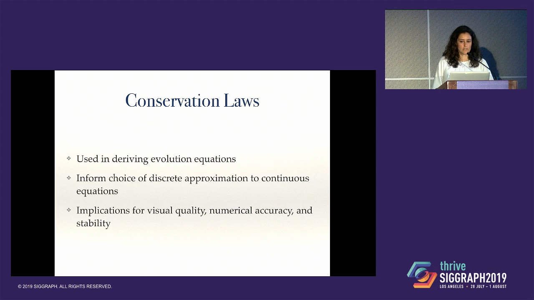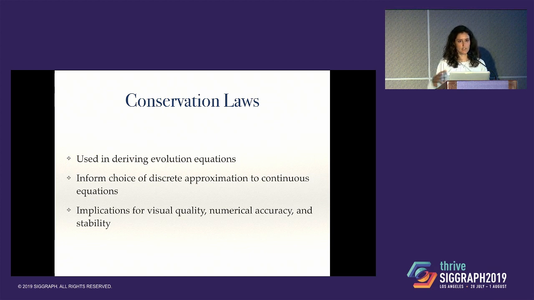And conservation laws, we can use them to derive other evolution equations. They're also important in that they can inform the choice of discrete approximation to continuous equations. So what we're doing right now is we're writing down a bunch of continuous equations like Newton's second law and the conservation laws we'll see.